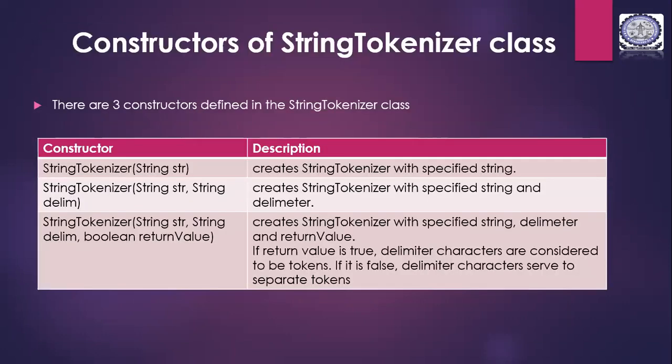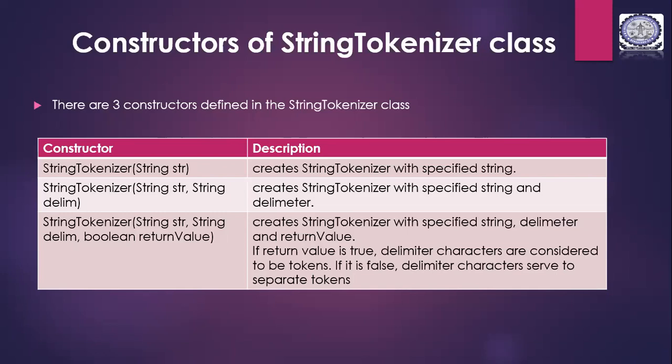Okay, so there are three constructors defined in the StringTokenizer class. The first constructor is StringTokenizer(String str). Here you are going to pass the string as an argument. This creates a StringTokenizer with the specified string. Whatever value you initialize to str becomes the string, the statement that the StringTokenizer is accepting. It is left to the StringTokenizer to give a delimiter or not give a delimiter to separate this statement into tokens.